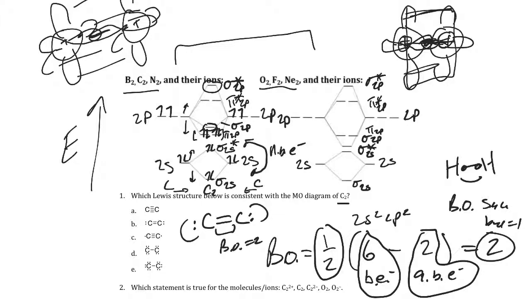And so from the MO diagram, the most consistent Lewis structure would be one that looks like this. So you can come up with a Lewis structure from an MO diagram by thinking about the bond order and the lone pair electrons canceling out from the anti-bonding electrons.